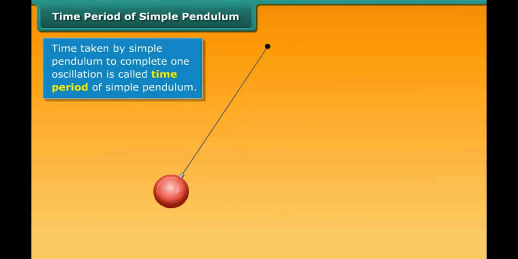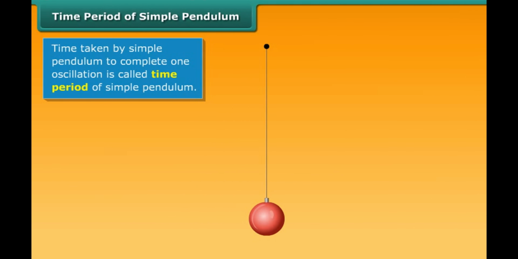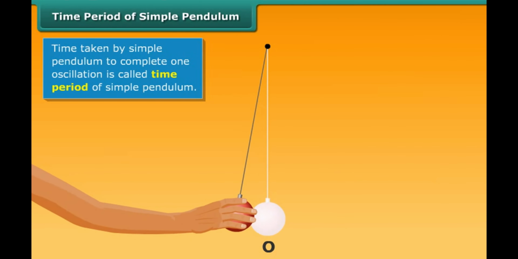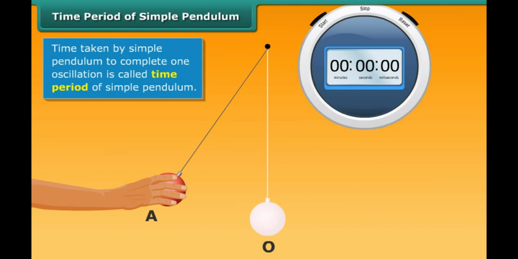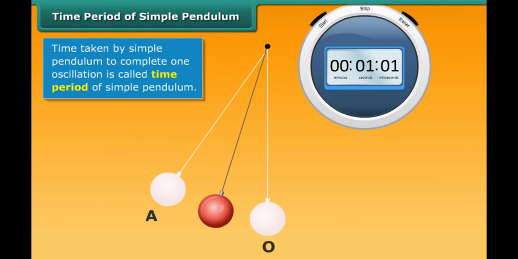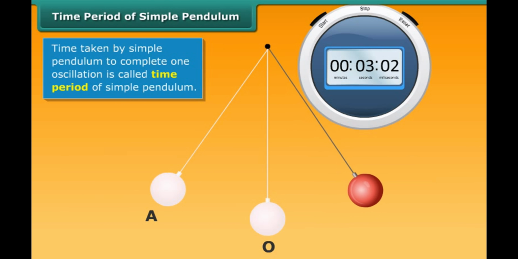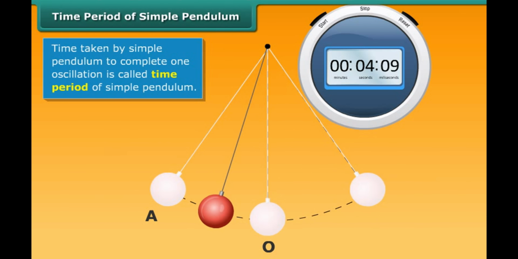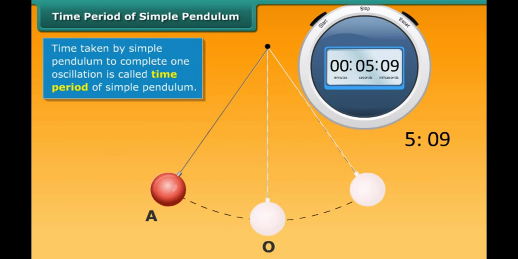You can compute it with the help of this simple exercise. Take a simple pendulum. Let it come to rest. Identify the equilibrium position O on the ground below. Now take the bob to one extreme position A and identify it on the ground below. Start a stopwatch and release the bob at the same time. When the bob comes back to the extreme position A, note the time on the stopwatch.